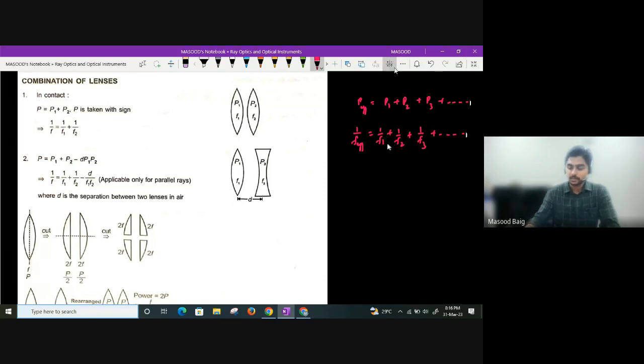Whereas in the second case, where the lenses are placed at some separation, this is valid only for paraxial rays, guys. It is not applicable for marginal rays, which are also parallel rays. So the effective power will be given as P1 plus P2 minus d P1 P2. The effective focal length will be given as 1 by F1 plus 1 by F2 minus d by F1 F2.